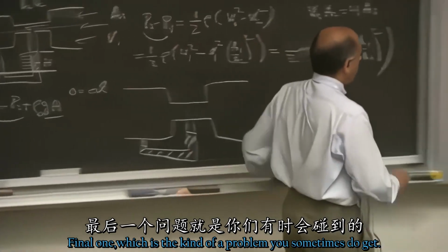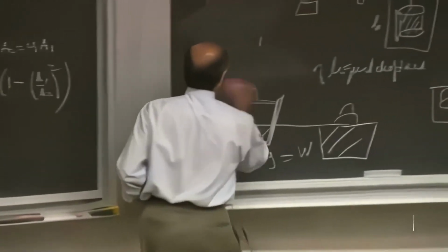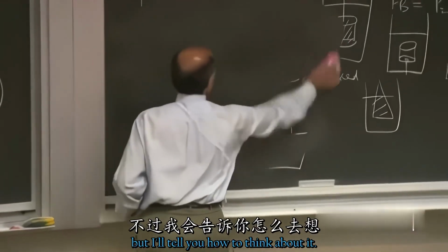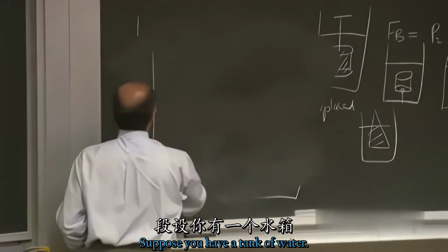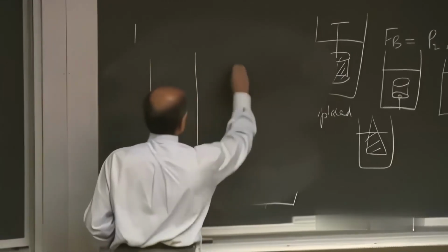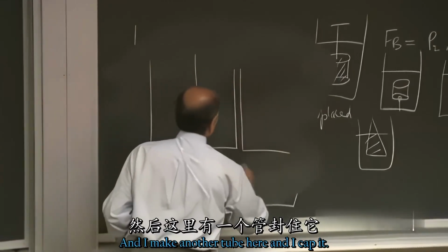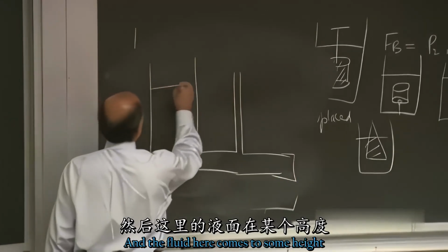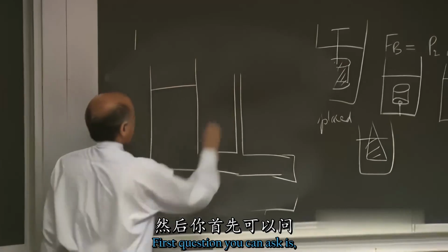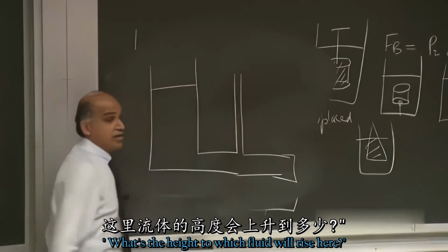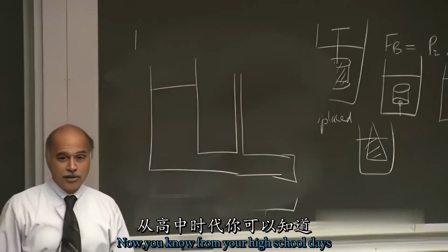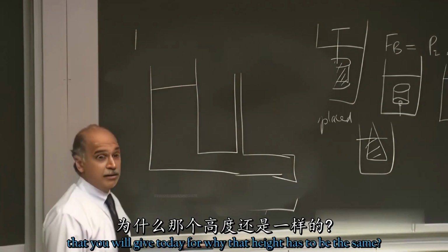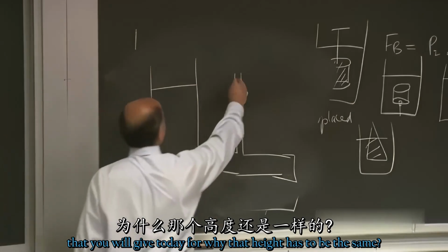Final one, which is kind of problem you sometimes do get. I'm not going to write the equations or do the numbers, but I'll tell you how to think about it. Suppose you have a tank of water, and I make another tube here, and I cap it. And the fluid here comes to some height. First question you can ask is, what's the height to which fluid will rise here? Now, you know from your high school days it will rise to the same height, but what's the argument that you will give today for why that height has to be the same?